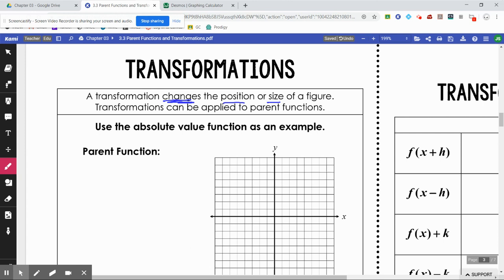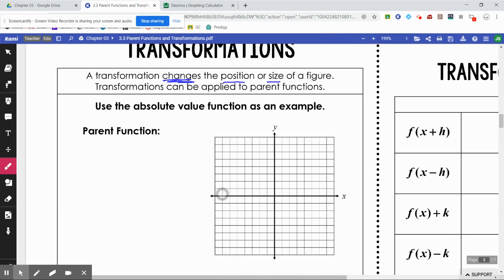Now, in the previous video, we talked about your parent functions. We talked about absolute value functions, linear functions, quadratic functions, square root functions. These transformations can be applied to every one of those functions. And that's the reason it makes it so important. That's the reason it's so vital that we understand these different transformations.